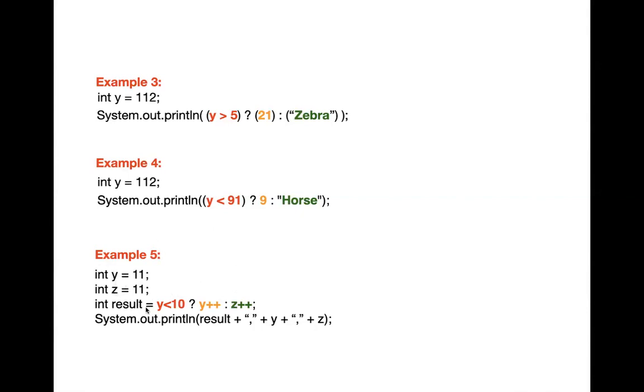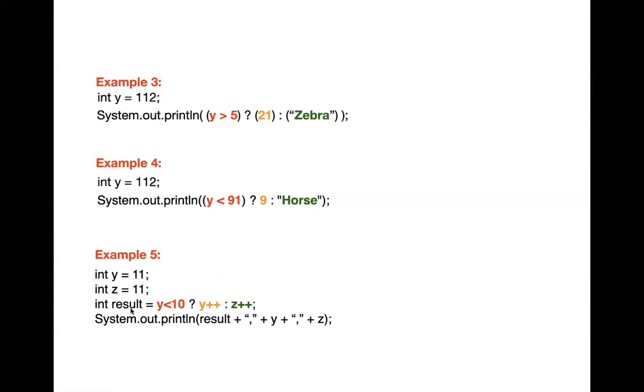Okay, let's check what is happening. Integer y, integer z, and then integer result. Result is going to be assigned from the right-hand side, but on the right-hand side, there is a ternary statement. It starts with y is less than 10. Is y less than 10? No, it is not. So it is false. Which one will happen? This or that? The second one, z++ will happen. Yes, Mr. Hasan Basri. We are going to execute this code, make increments, and assign this as a result.